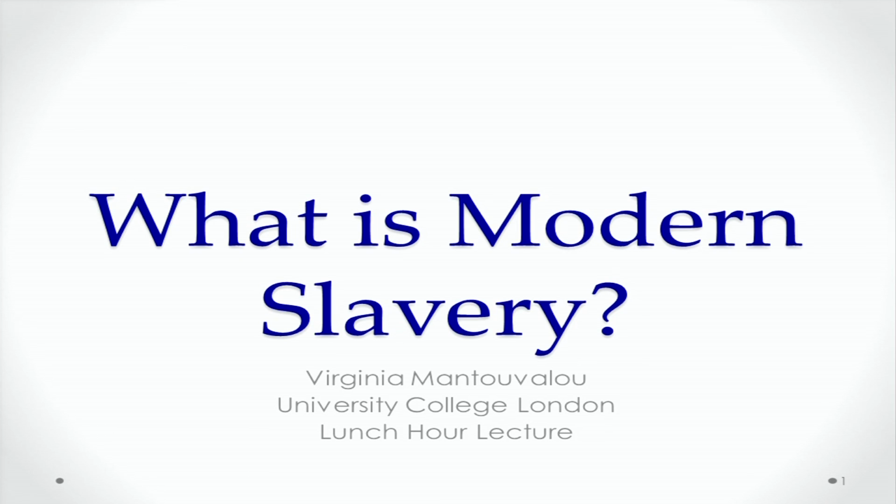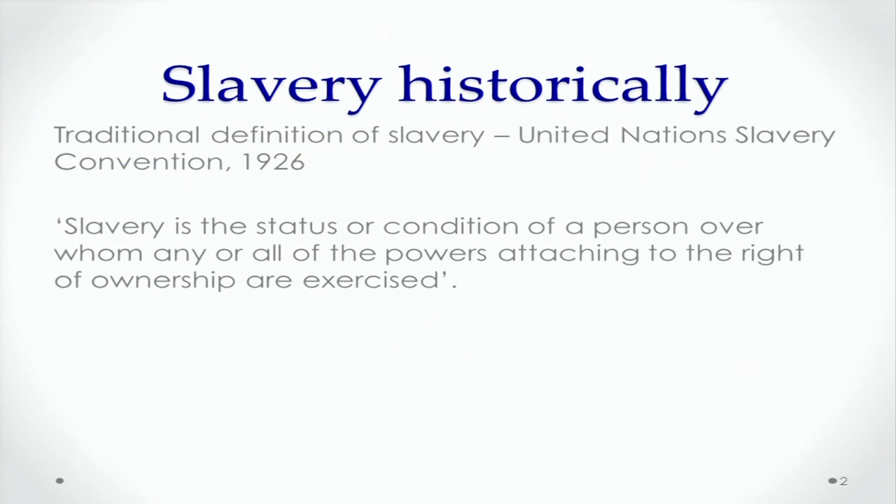Most people in this audience will be familiar with the concept of slavery as it has been historically understood. What was slavery historically? We find the traditional definition of slavery in the 1926 United Nations Slavery Convention. According to Article 1 of this convention, slavery is the status or condition of a person over whom any or all of the powers attaching to the right of ownership are exercised. This is what is slavery.